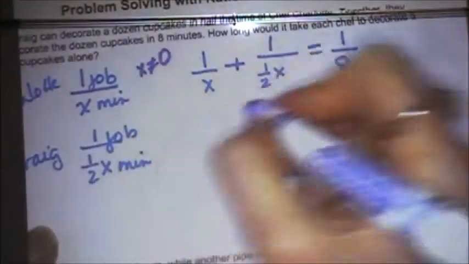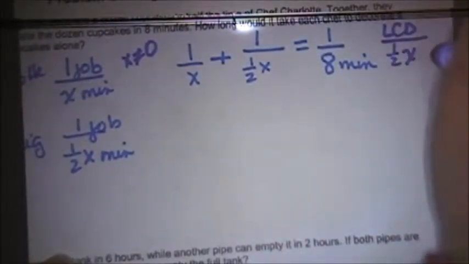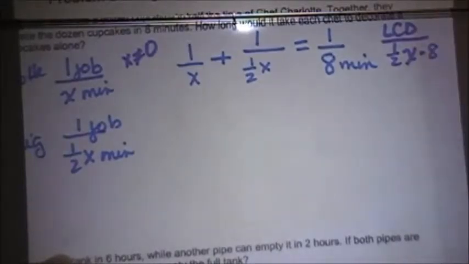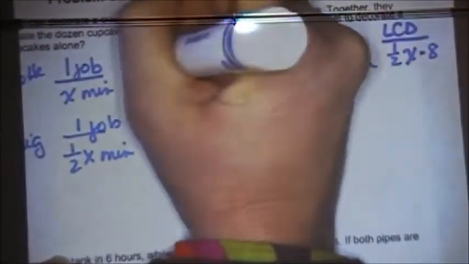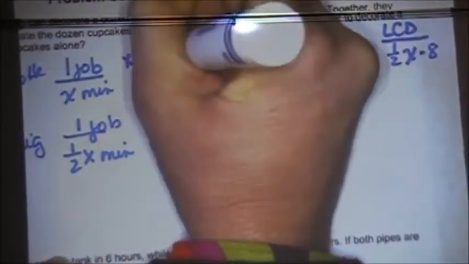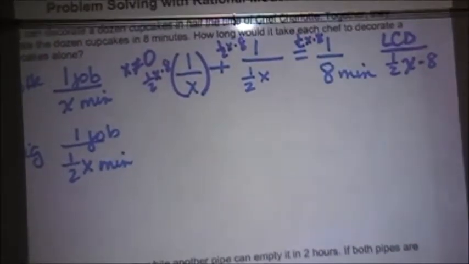I can identify my LCD. In this case, my first fraction has an x on bottom, so I'm going to put that in my LCD. My second fraction has a half. I'm going to put that in my LCD. And my third fraction has an 8. I'm going to put that right there. So each piece has to be multiplied by each part of my LCD. So I'm going to do 1/2 x times 8 on each one. Now it seems kind of silly to do all of those, but it cancels out quite nicely, so it'll just keep you from making a mistake.